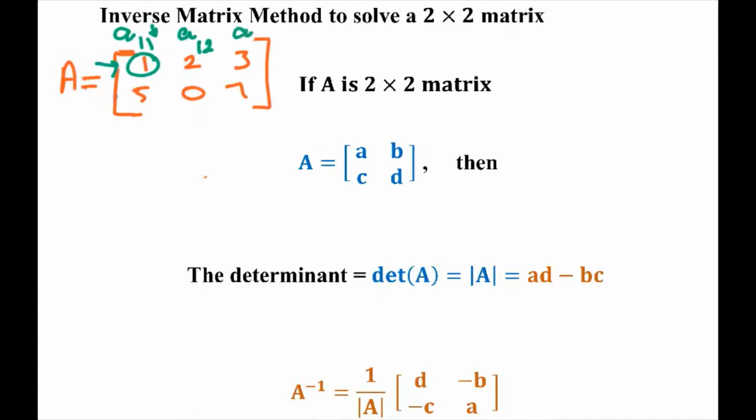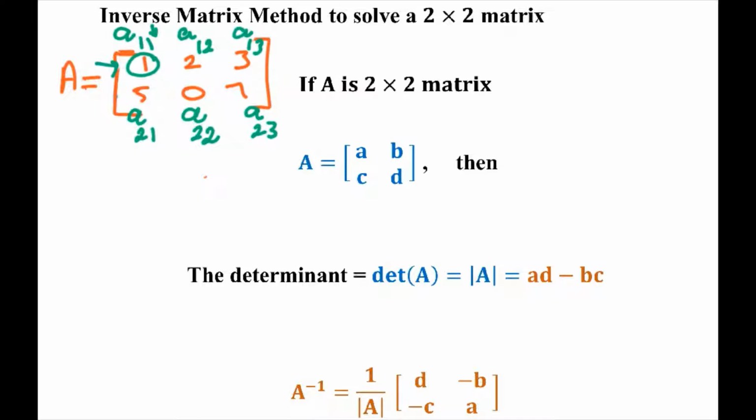3 is in the first row, third column. 5 is in the second row, first column. 0 is in the second row, second column. And finally 7 is in the second row, third column. Okay, so each one of these is called an element.